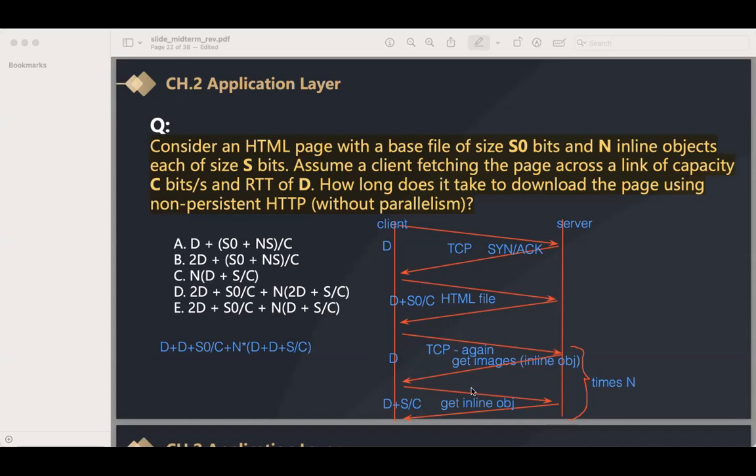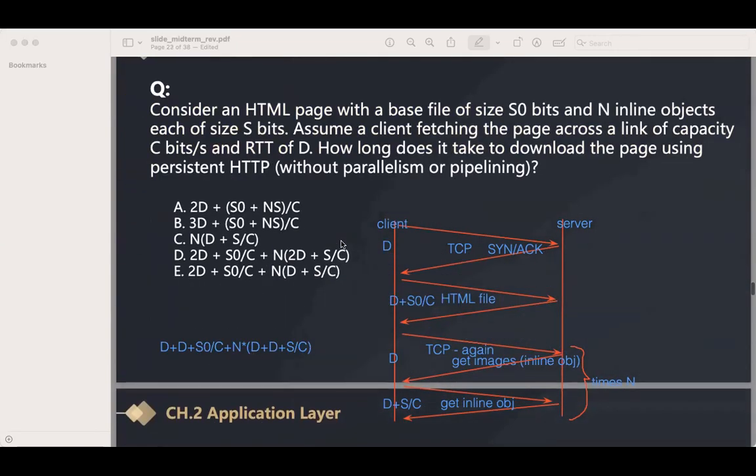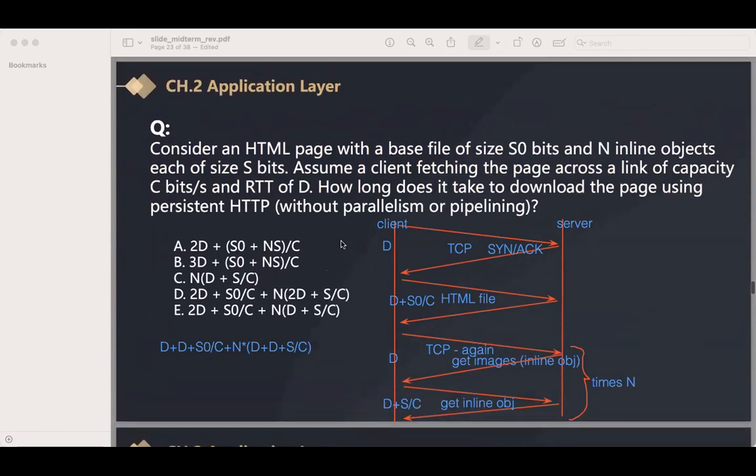And this could be tested in the midterm exam, just to test if you can understand what is persistent, what is non-persistent, and what is pipelining. Then we come to the next one. This time we have persistent HTTP. So what's the difference in here?